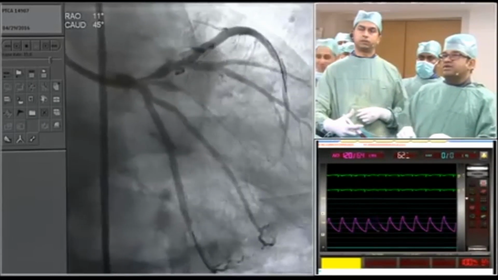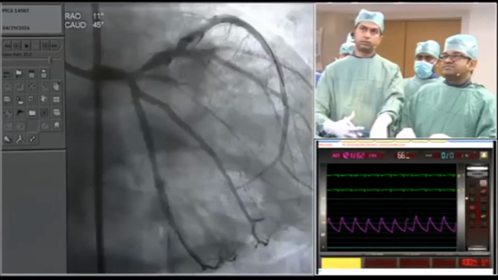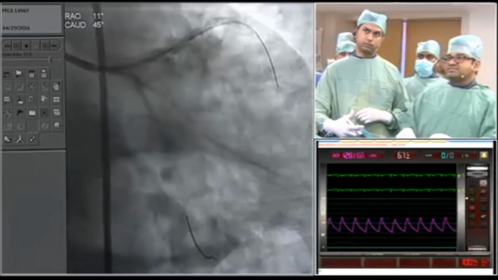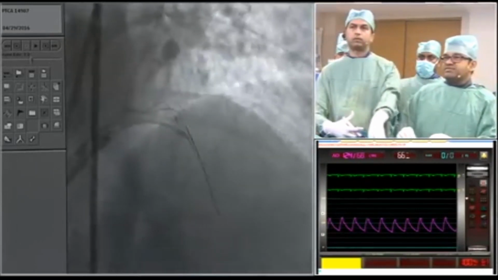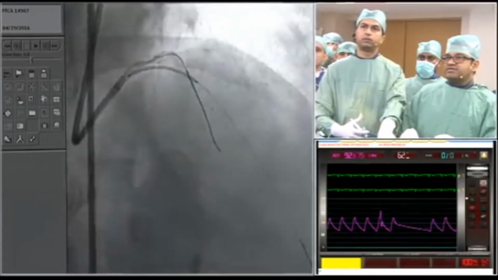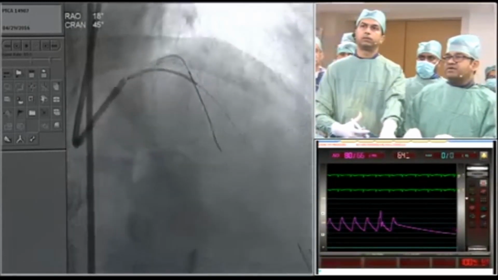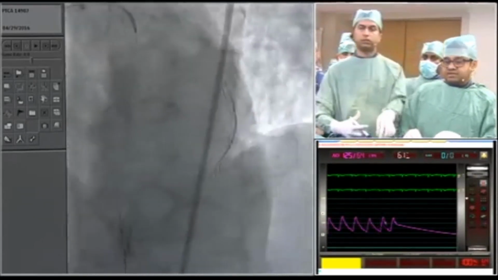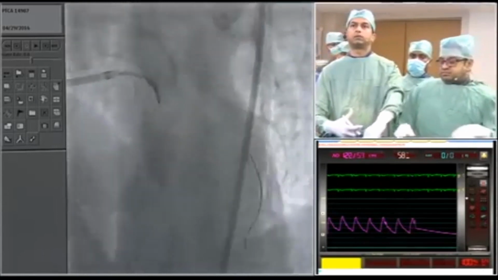It would be nice to see this angio in the left anterior oblique cranial view, just to see if your stent covers the ostium of the left main. Yes, LAO cranial, not RAO. That's nice, something like this.